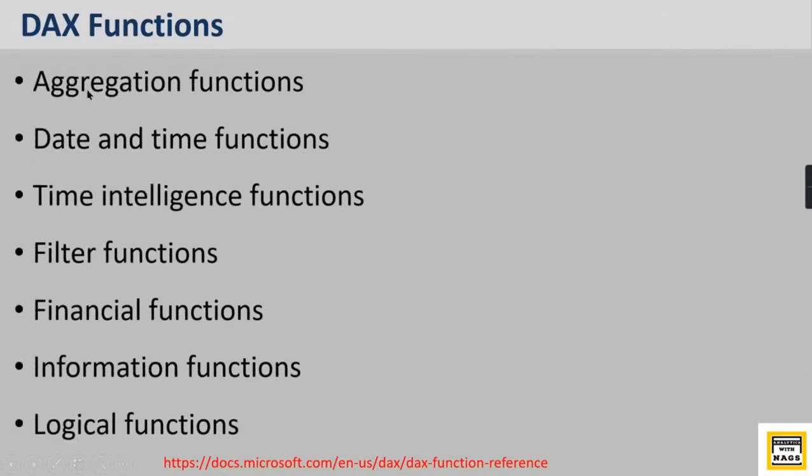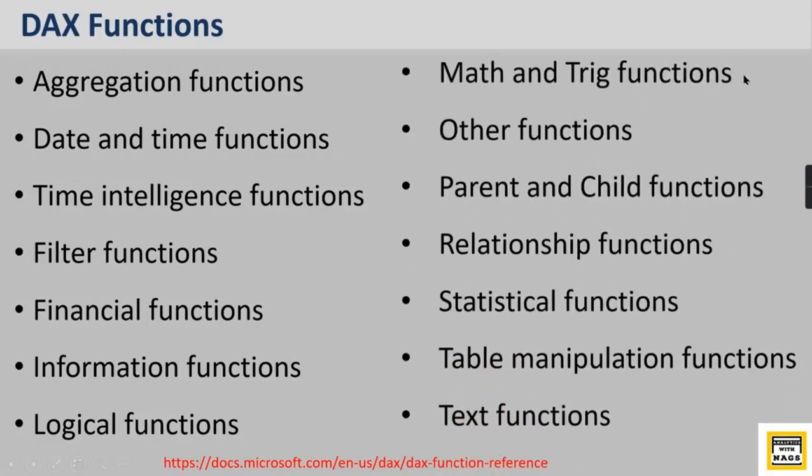So different types of DAX functions, like aggregation functions, as we are already familiar with: sum, minimum, maximum, average. Most of them will use those primarily. And date and time functions, I will just quickly go through that. What are those functions? Time intelligence functions, more powerful, like YTD, MTD, total YTD, and then other time intelligence functions, filter functions, financial functions, information, logical functions.